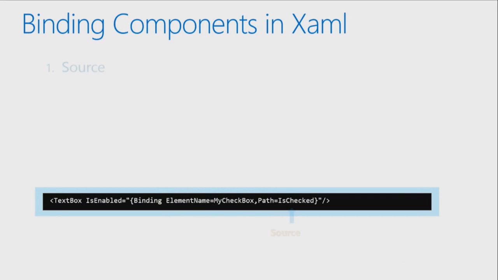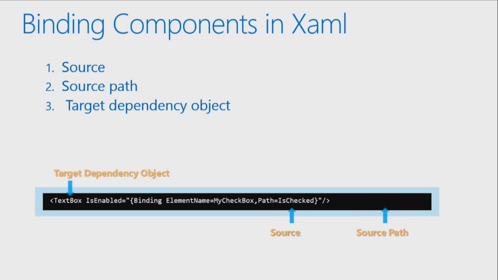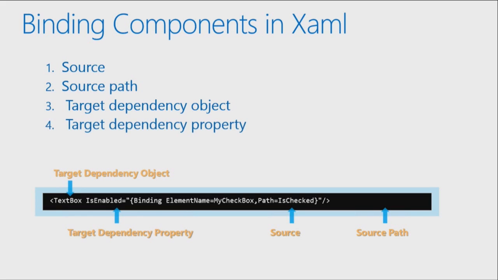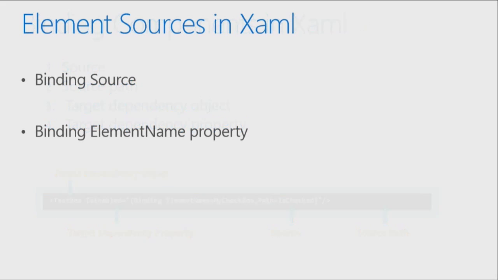Here's an example of data binding. You've seen plenty of these. So here, the source and the path is checked. The source is this element name, a checkbox that's somewhere else on the screen. And then the text box is the target dependency object, and IsEnabled is the target dependency property. This is the pattern that you're going to see throughout. You'll see a couple of variations where we can have extra features on top of those 4, but those 4 are what's required.